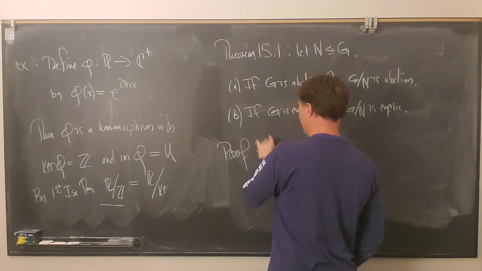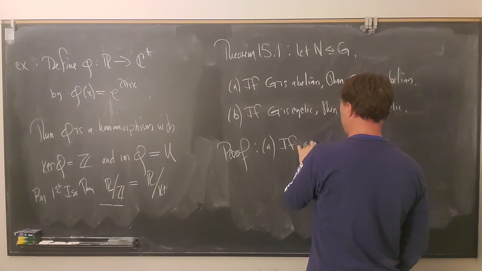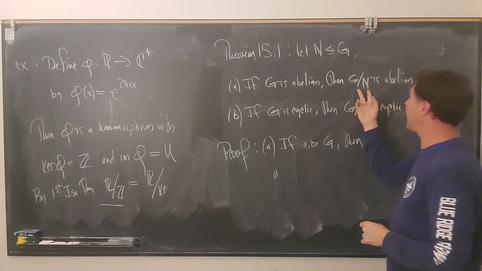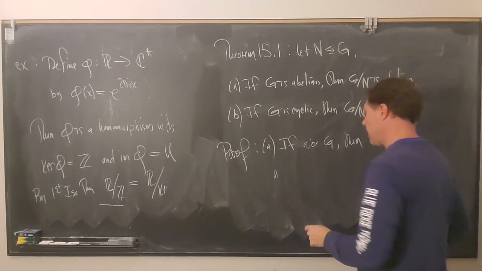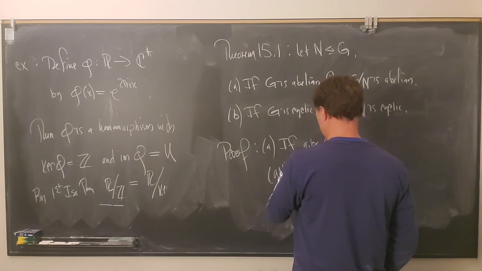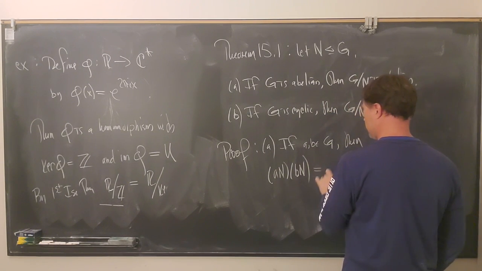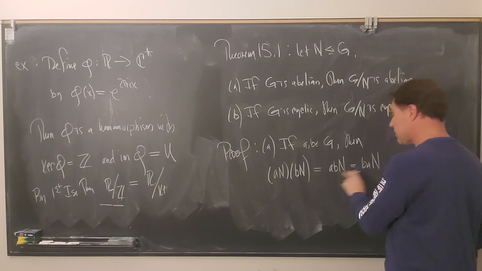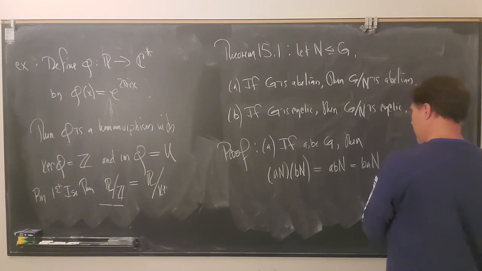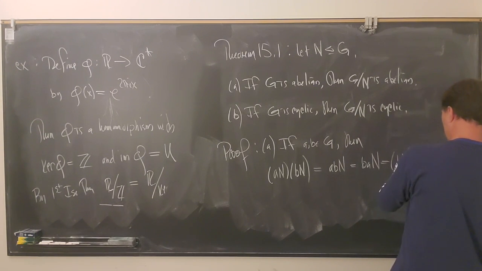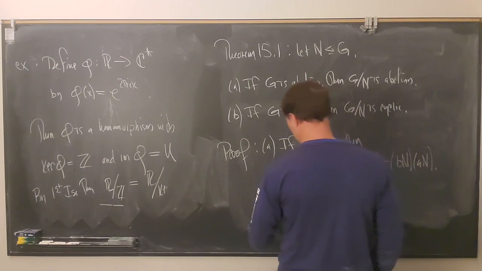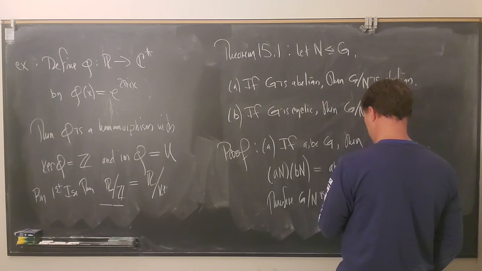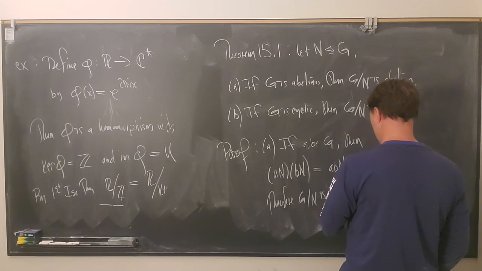For part A, if a and b are in G, I want to show that G mod N is abelian, so I will need to show that the elements can be multiplied in either order. The elements are aN times bN. That's a typical element. That's equal to ab times N, which is equal to ba times N, because capital G is abelian, I can reverse the order of a and b. And then this is equal to bN times aN. And so that does it. Therefore, G mod N is abelian. You can multiply in either order and you get the same thing.